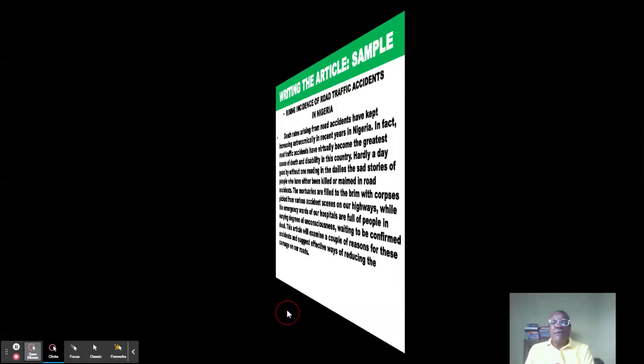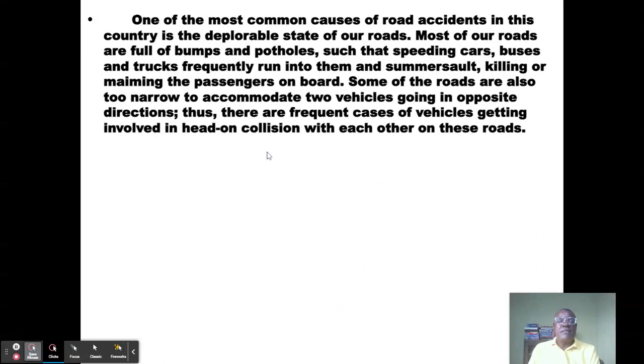Now, let's move ahead and go to the next paragraph. This is paragraph 2, and this is where the body of your article begins. Okay, so you take the first point from your outline, which is bad roads, and you discuss it here as a major cause of road accident. And here is how you can do that.